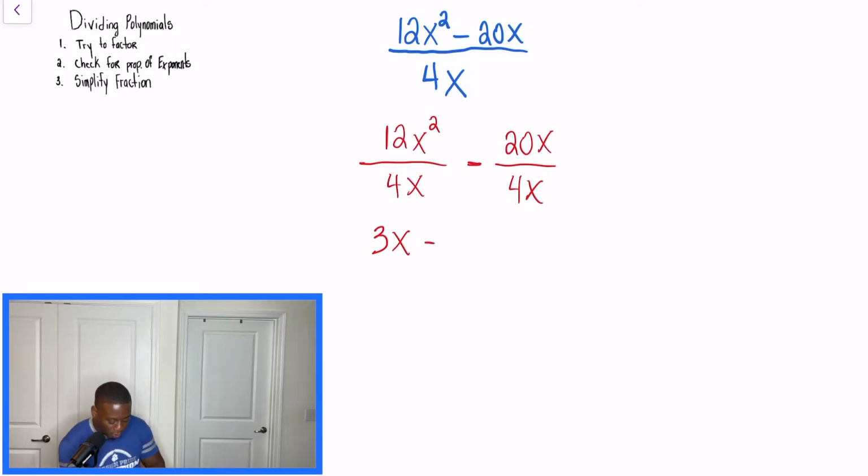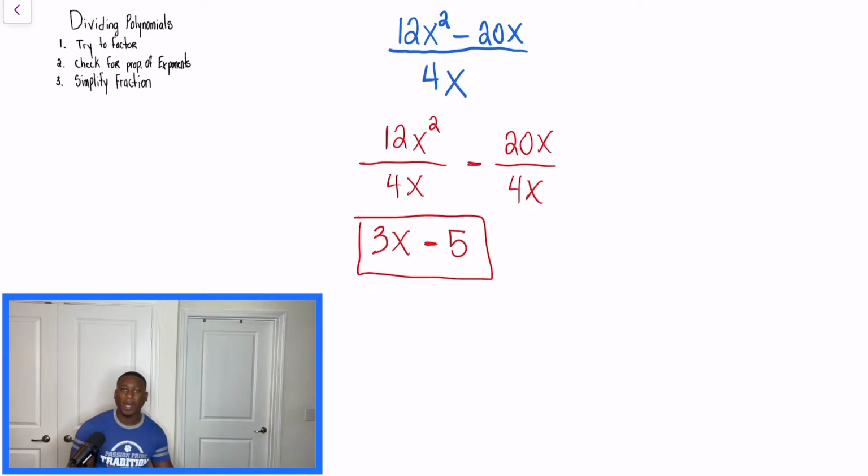And then we're going to go over to the second problem, and we should know that we'll just have 5, because 20 divided by 4 is 5. X divided by x, that's just 1. We don't need to put that, right? That's 1. So that would be our final answer of 3x minus 5. However, there's another way that we could do this.